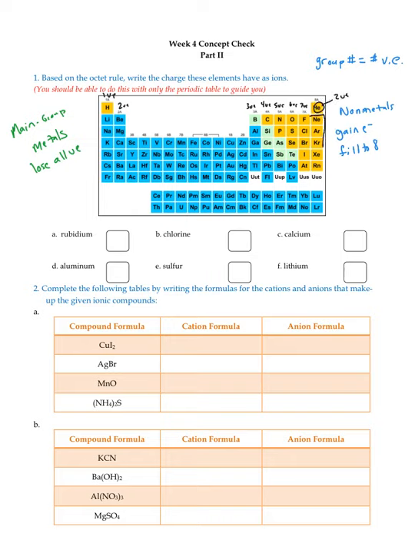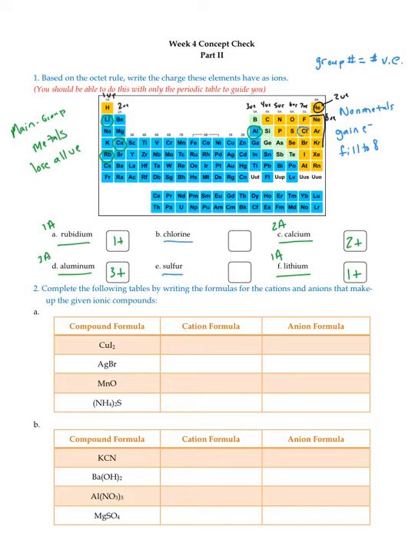So for metals, in this case rubidium, aluminum, calcium, and lithium, if I look up their group number, there's rubidium in group 1A, there's aluminum over here in group 3A, calcium's in group 2A, and lithium, Li, is in group 1A. Their charge is going to be based on how many electrons they lose. So rubidium has 1 electron, it's going to lose it. Aluminum has 3 valence electrons, it's going to lose all 3 and become 3 plus. Calcium in group 2A has 2 valence electrons, it's going to lose both to become 2 plus, and lithium, like rubidium, is 1 plus.